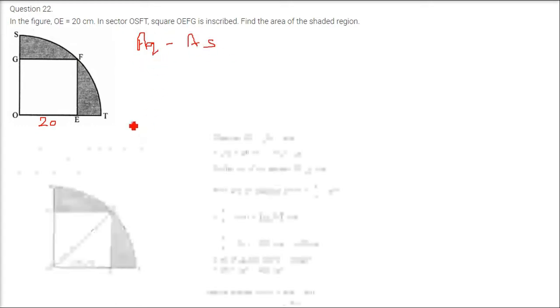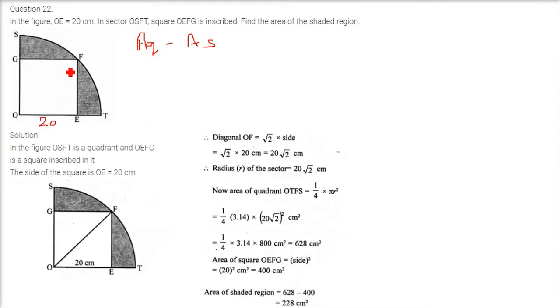So what is the area of the quadrant? Because only this 20 is given, and the area of the quadrant involves the radius, we need to find this radius. So this is 20 and this is 20. This is 90 degree. So what will this be? Square, we know that the diagonal will be equal to the side root 2. So this will be 20 root 2. Now this is the radius of the quadrant.